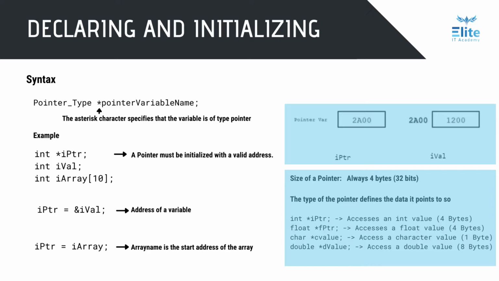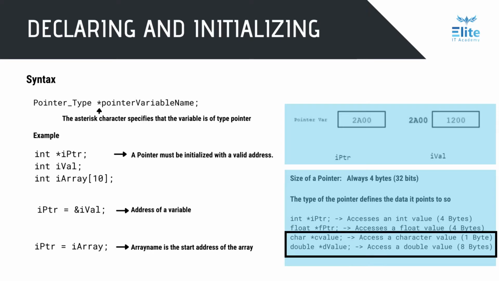Note that irrespective of what type of data a pointer points to, it will always take up 4 bytes of memory. What changes is the size of memory that can be addressed using this pointer. A char pointer takes up 4 bytes of memory and can be used to access 1 byte of data, that is, a char value. Similarly, a double pointer also takes up 4 bytes of memory but can be used to access 8 bytes of memory, which is a double value.